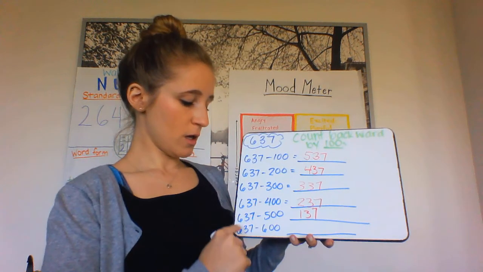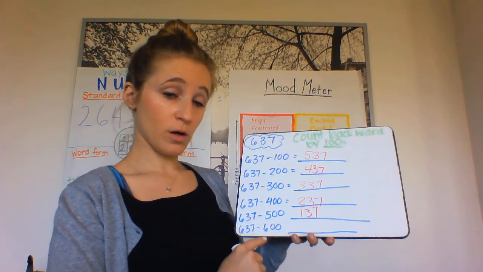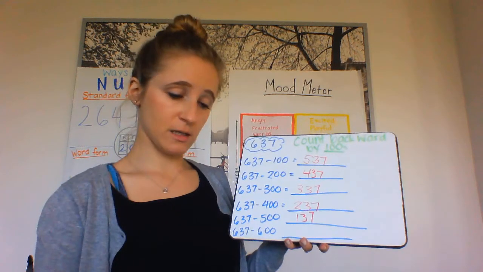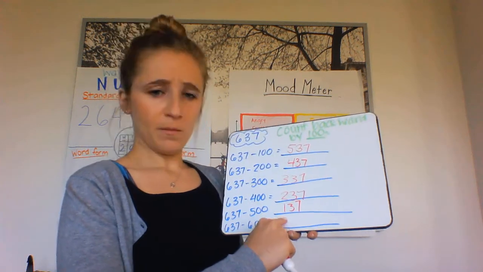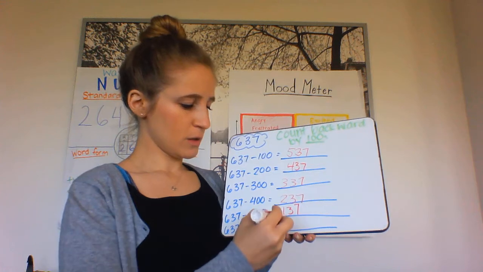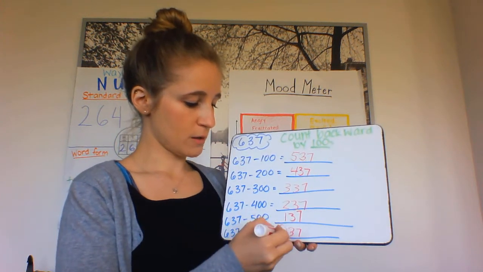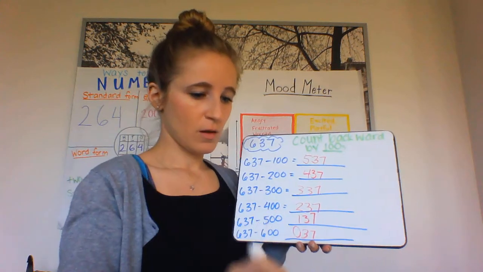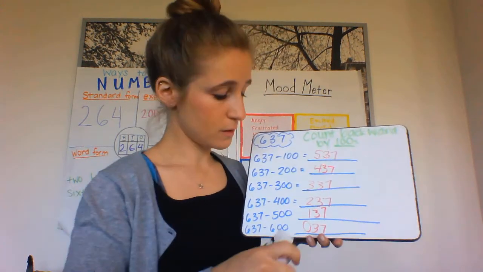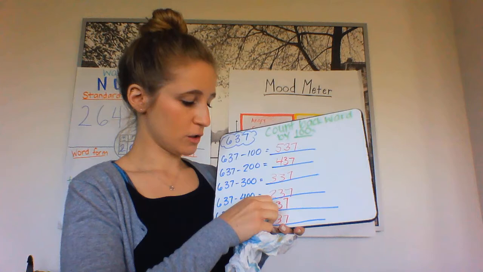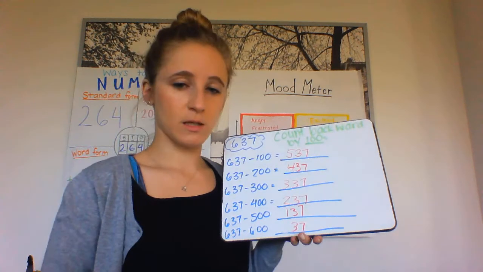Okay, if we subtract a whole other hundred, 637 minus 600, this time, when we get rid of the hundreds place, we're going to just be left with 37. You might draw a 0 there, but you know that that's not usually how we write numbers. So we're going to change it to just 37.